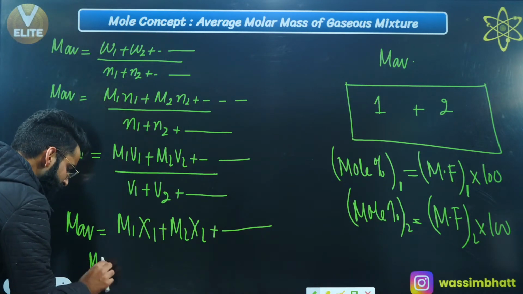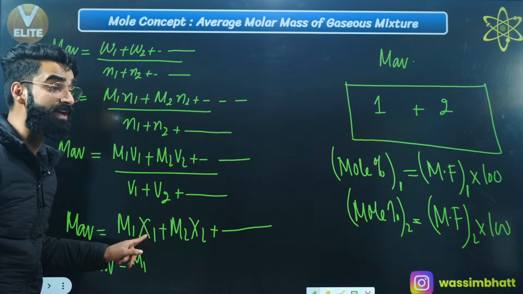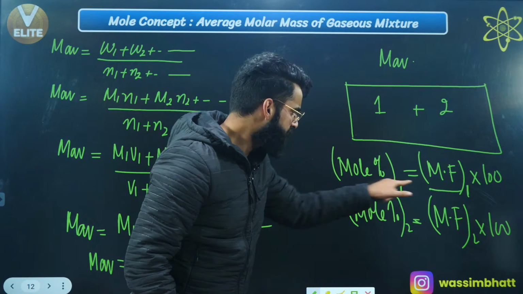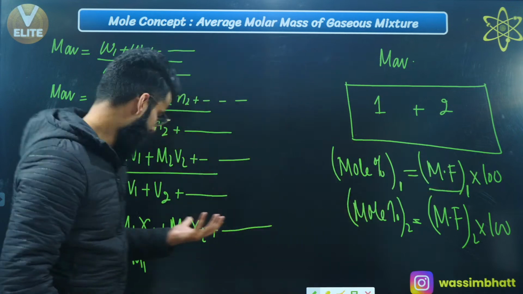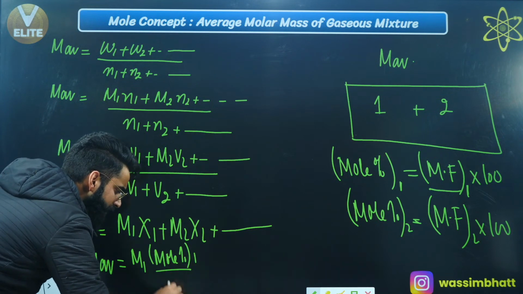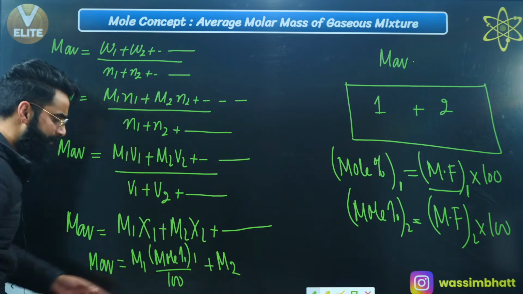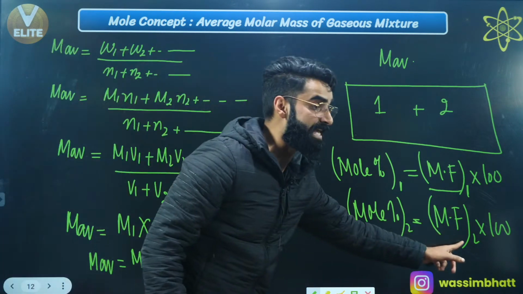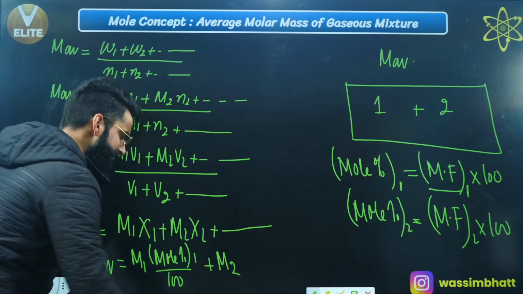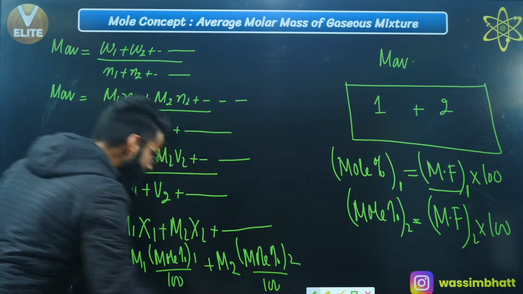You can say the average molar mass of the gaseous mixture is equal to M1. What is Chi 1? Mole fraction of gas 1. Can I say mole fraction of gas 1 is equal to mole percent of gas 1 divided by 100? Absolutely. It's going to be mole percent of gas 1 divided by 100. Plus M2 multiplied by, what is this Chi 2? Chi 2 is the mole fraction of the second. Can I say mole fraction of the second is mole percent of the second divided by 100? Yes, it is. You can use this result as well.